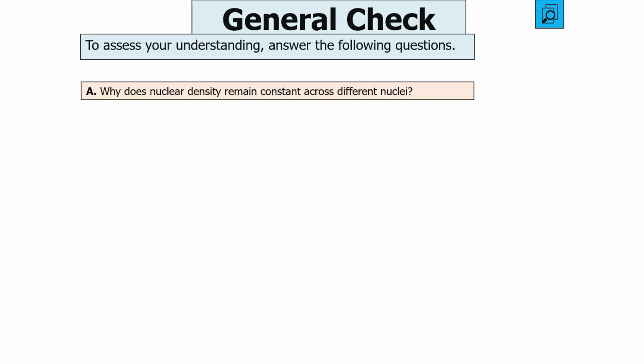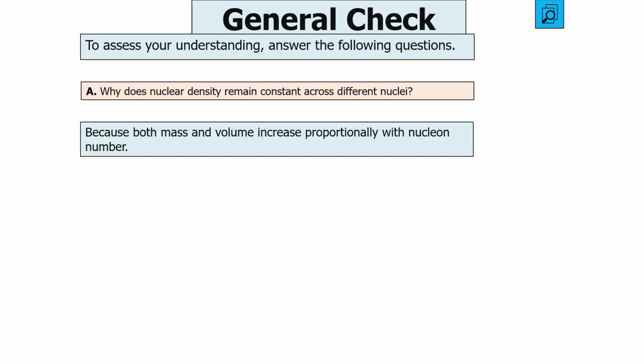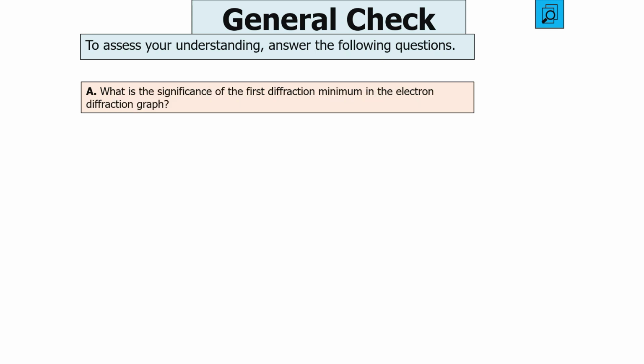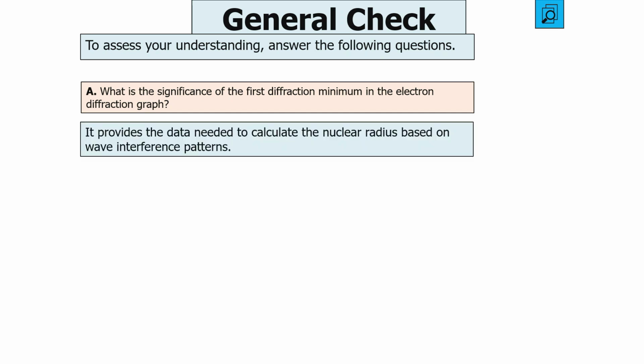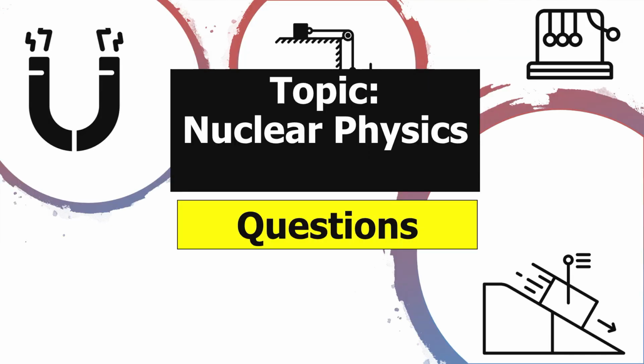Why does nuclear density remain constant across different nuclei? This is because both mass and volume increase proportionally with nucleon number. What is significant about the first diffraction minimum in the electron diffraction graph? It provides the data needed to calculate the nuclear radius based on the wave interference patterns. Let's now have a look at some questions to do with nuclear physics.